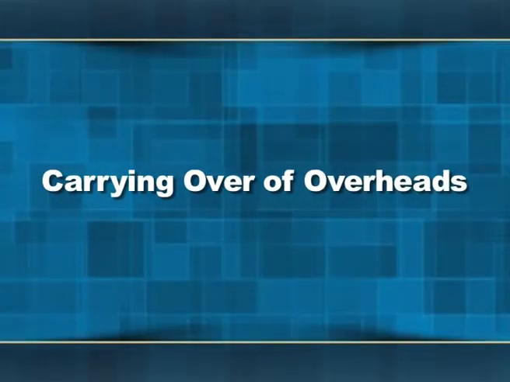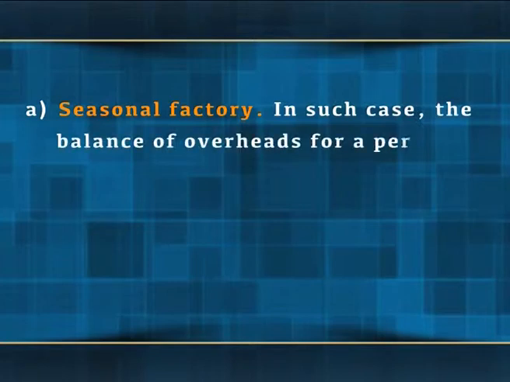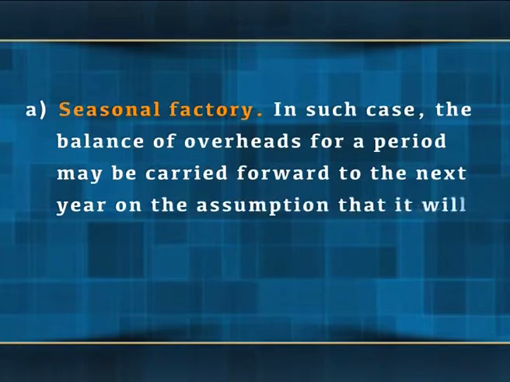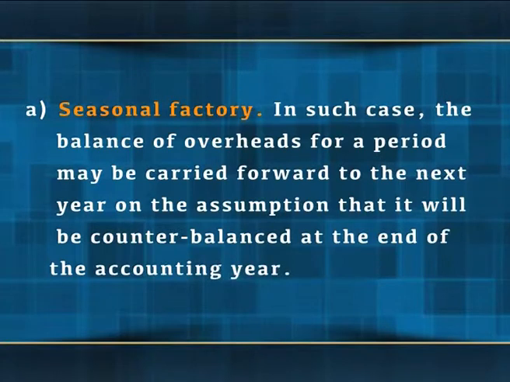Now let us look at the treatment of over-absorption or under-absorption of overheads. Number 1, carrying over of overheads. Under this technique, the amount of over-absorbed or under-absorbed overheads is carried over to the subsequent years. This is possible under some circumstances, like A, seasonal factory. In such cases, the balance of overheads for a period may be carried forward to the next year on the assumption that it will be counterbalanced at the end of the accounting year.